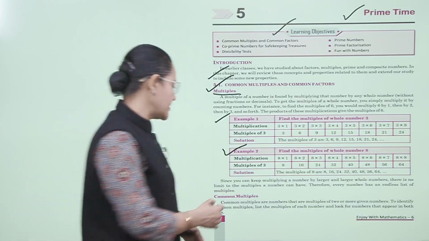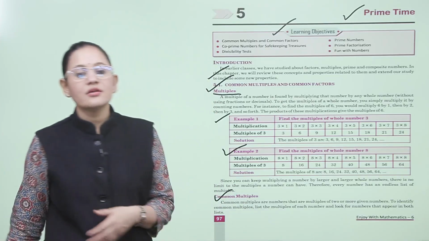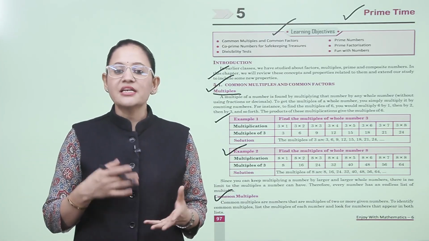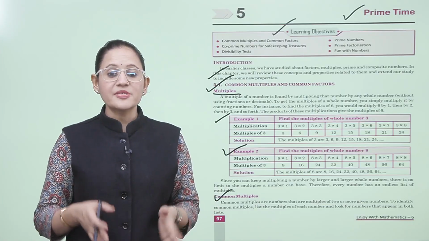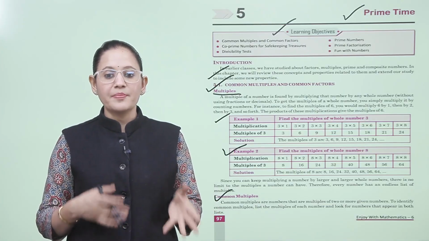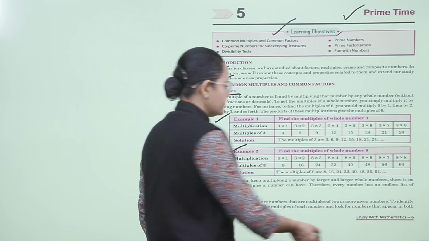Next is common multiples. Common multiples are the numbers that are multiples of two or more given numbers. To identify the common multiples, list the multiples of each number. Look at the numbers that appear in both lists.